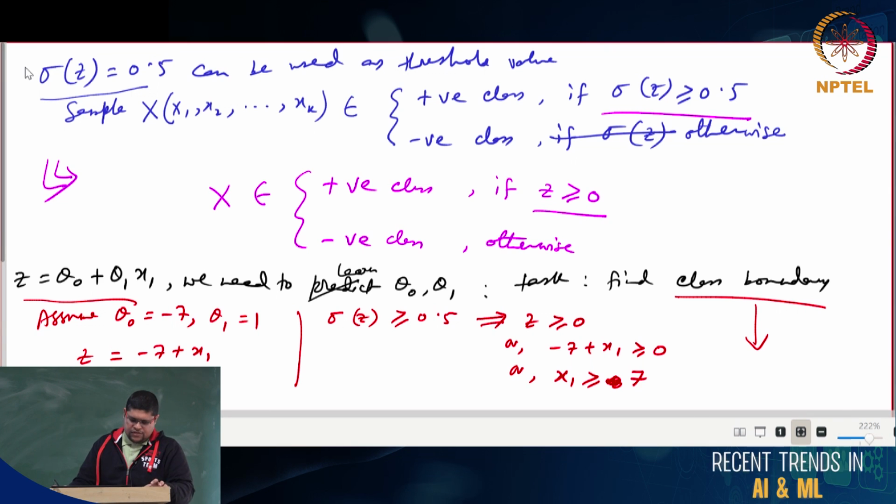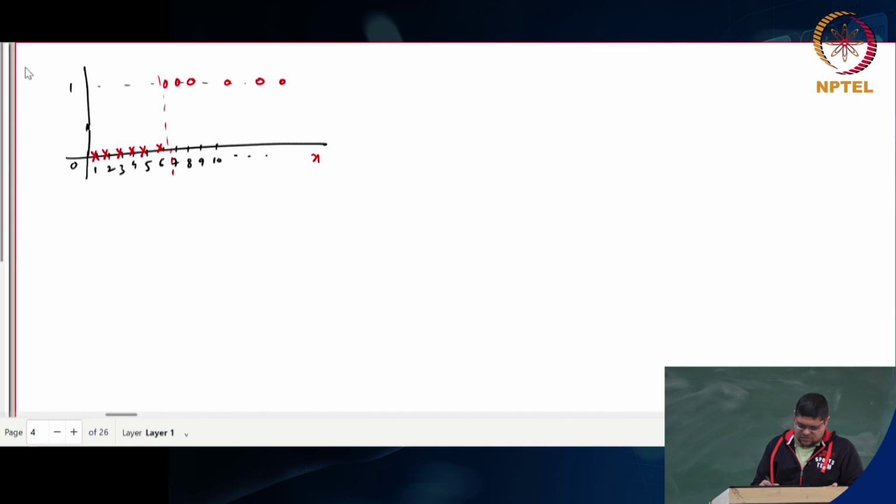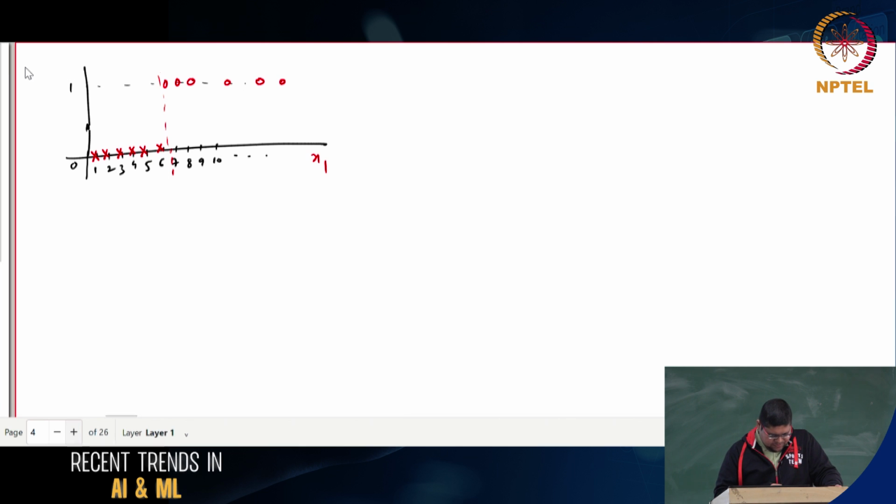So your class boundary will be what? x1 equal to 7. So suppose x1 was 7, that was your class boundary, right? So this is easy.